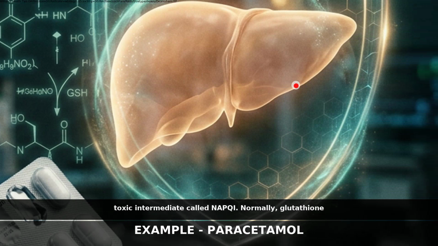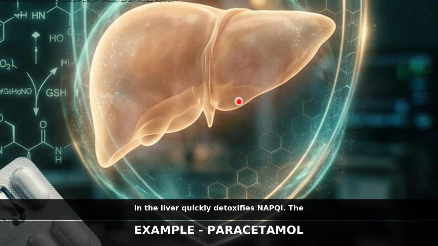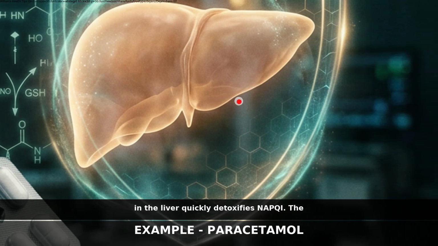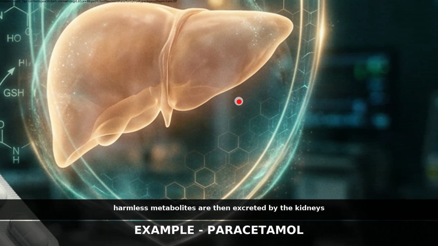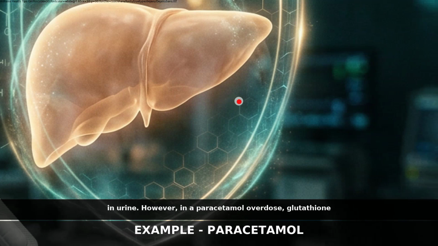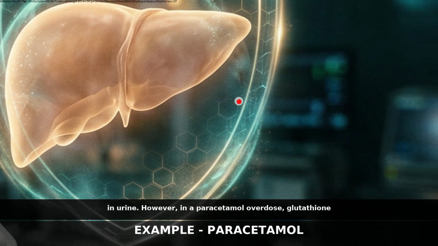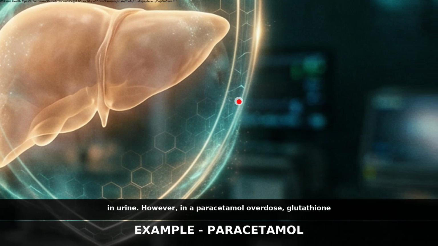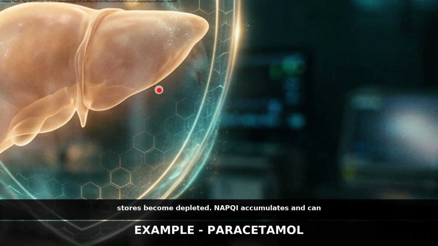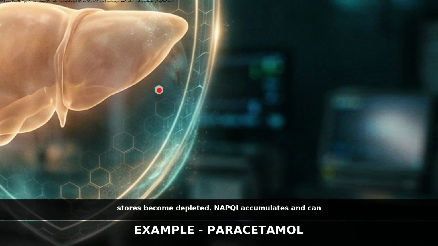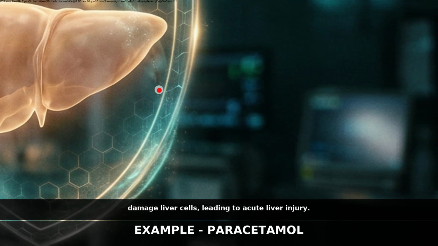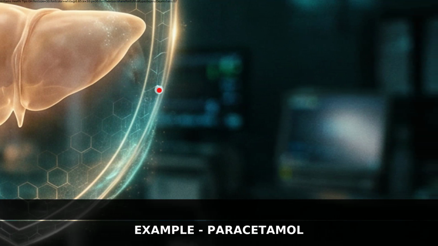Normally, glutathione in the liver quickly detoxifies NAPQI. The harmless metabolites are then excreted by the kidneys in urine. However, in a paracetamol overdose, glutathione stores become depleted. NAPQI accumulates and can damage liver cells, leading to acute liver injury.